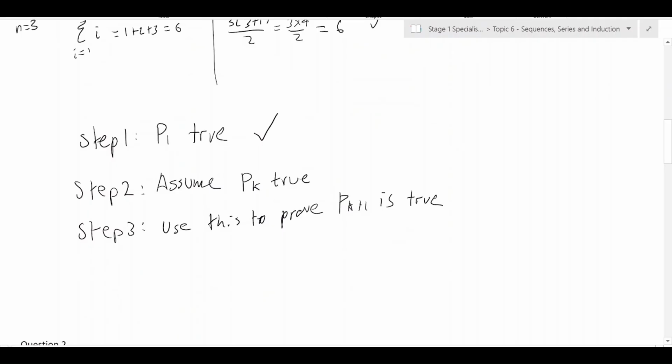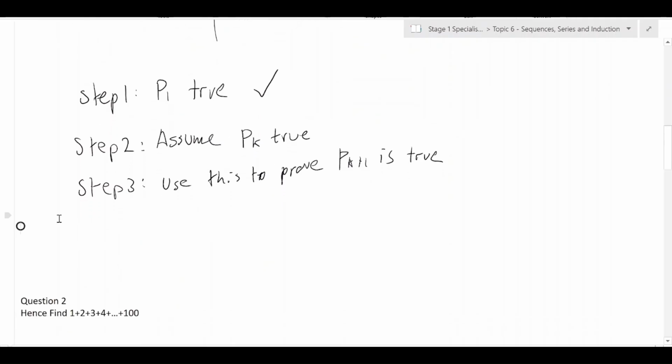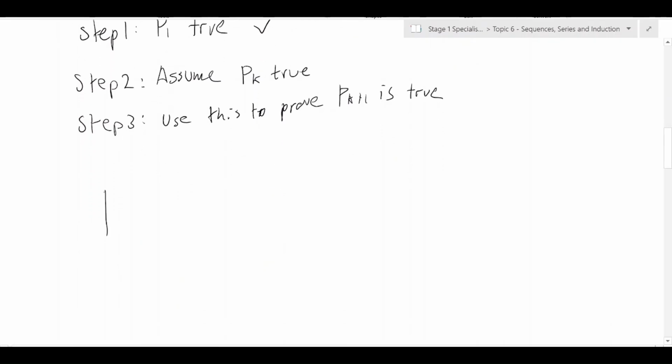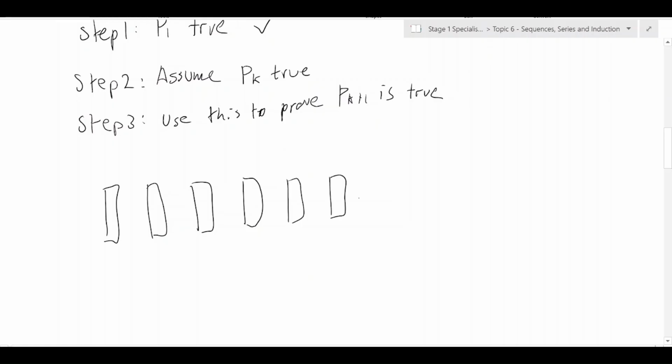So step 2 and step 3 sound a bit weird, but I like to use an analogy of dominoes. So you've got a whole bunch of dominoes that you're trying to knock over, and you can imagine knocking over a domino would be like proving a statement. So this is P1, which we've knocked over. This is P2 and P3, which we've knocked over. We proved those. But we want to prove it all the way up to P infinity, basically. So what you do is you just take any domino, Pk. k could be any number.